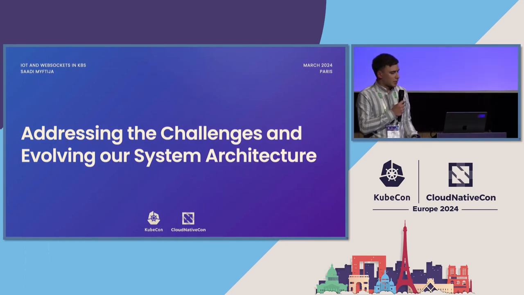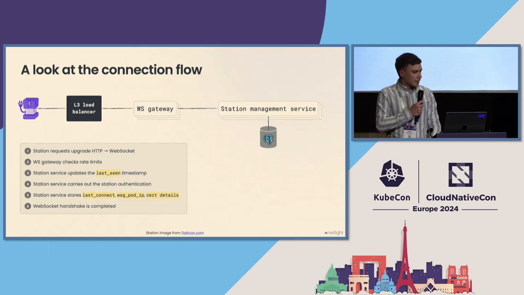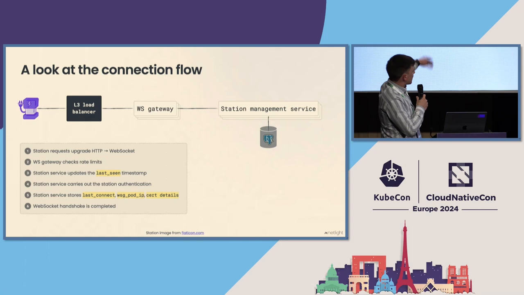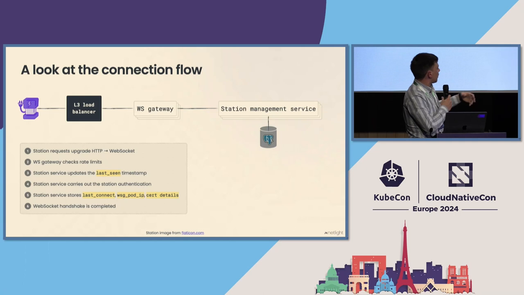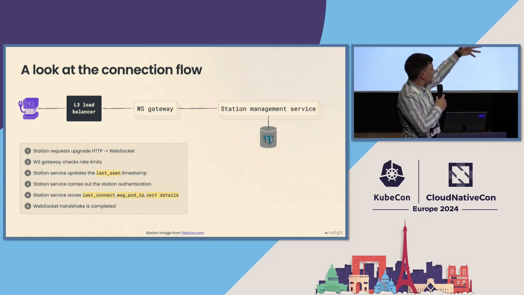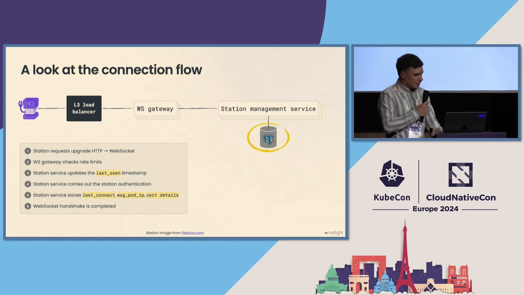So how did we address these challenges? Let's start by looking at the connection flow again. I listed the steps here, but I won't go through them. It's more for completeness, really. But what's the takeaway here is that in the WebSocket gateway component, which is horizontally scaled, as is the station management service, there we do the termination of TLS, we do some parsing, we do some rate limiting, and then the authentication process for the station happens in the station management service. And during this process, we save a couple of things regarding that connection in the Postgres database. And during times of high load, what happens is that this database can become a bottleneck. So this is the main takeaway from this connection flow that I wanted to show.